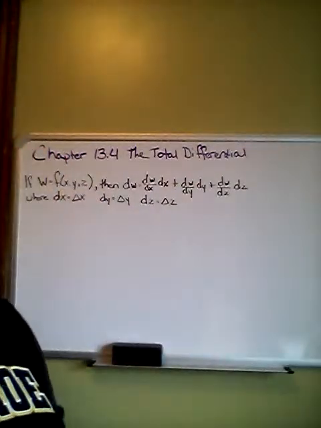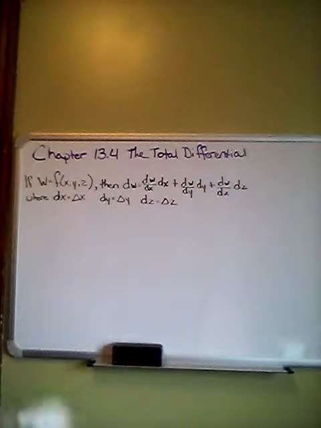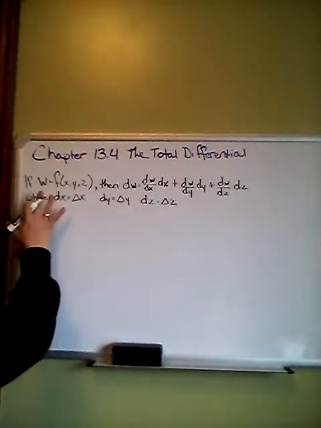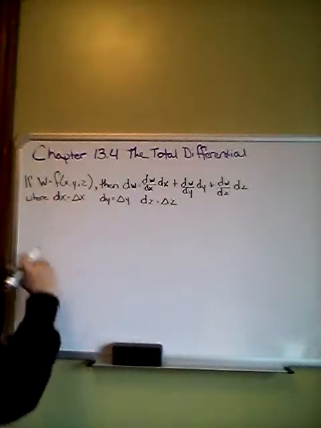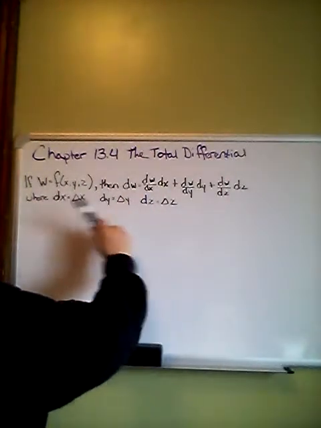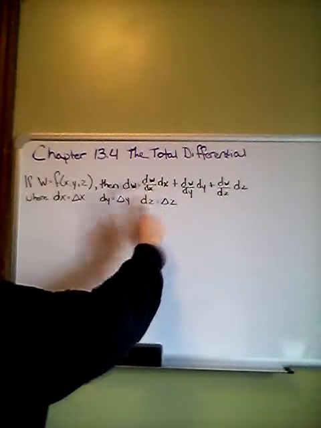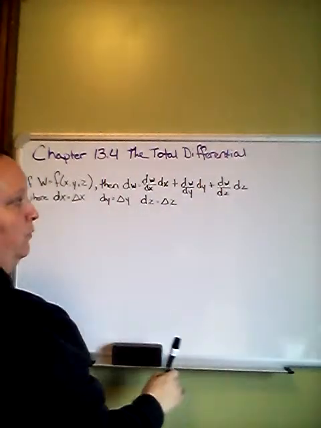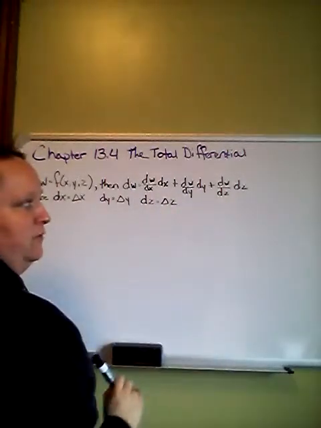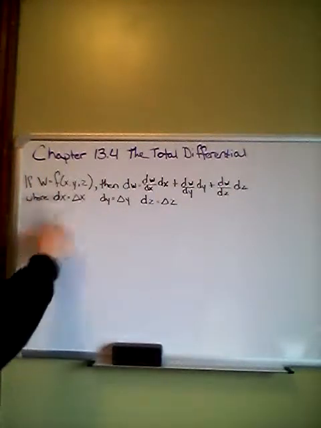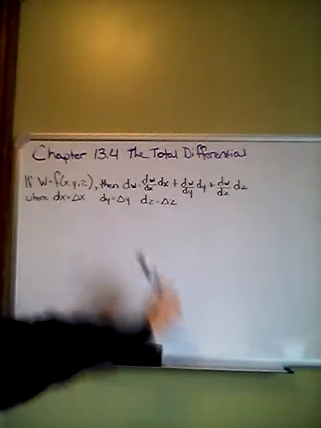This comes to us from chapter 13.4. I've started with the basic definition of the total differential, which is that if w is a function of x, y, and z, then the derivative of w is equal to the derivative of w with respect to x times dx plus the derivative of w with respect to y times dy plus the derivative of w with respect to z times dz, with dx equal to the change in x, dy the change in y, and dz the change in z.